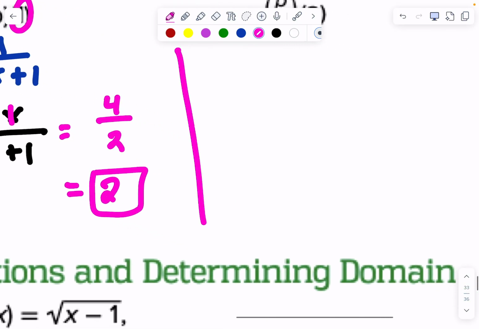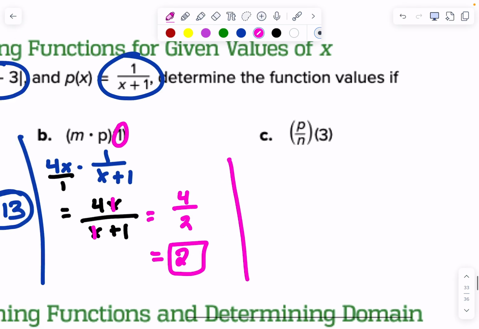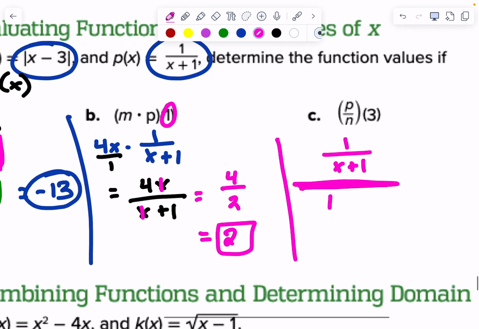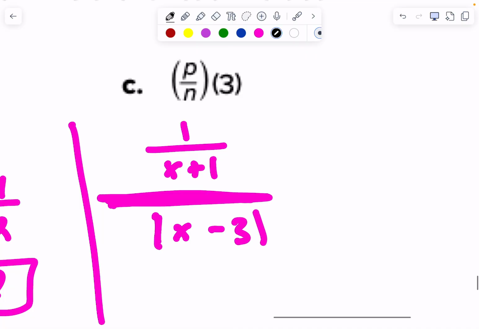Got it? Okay. Now, p divided by n. P is on the top, 1 over x plus 1, divided by, and I always make that divided by a little bit bigger, the absolute value of x minus 3. Okay, there's what it looks like. That's an absolute value on the bottom. We're plugging 3 in.